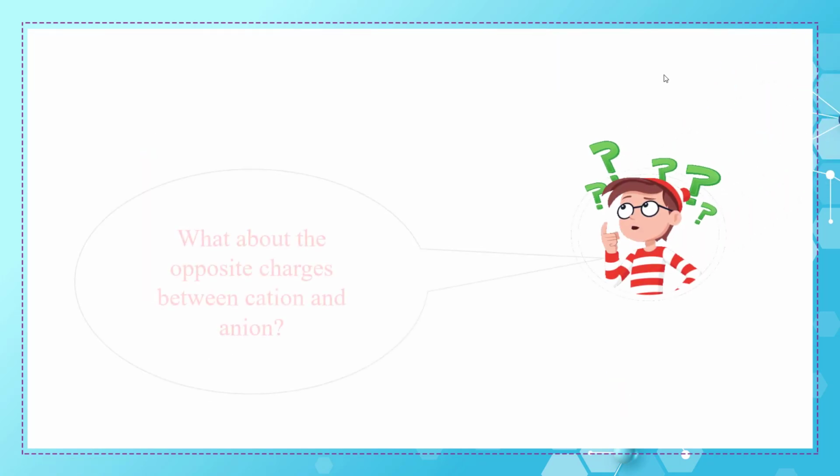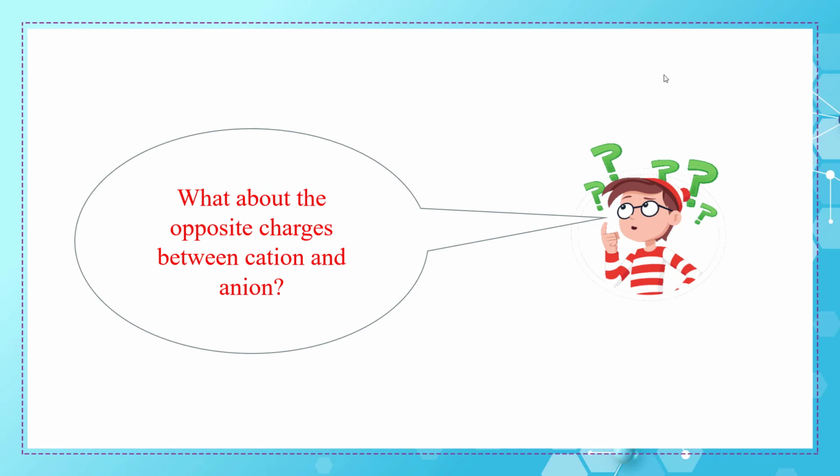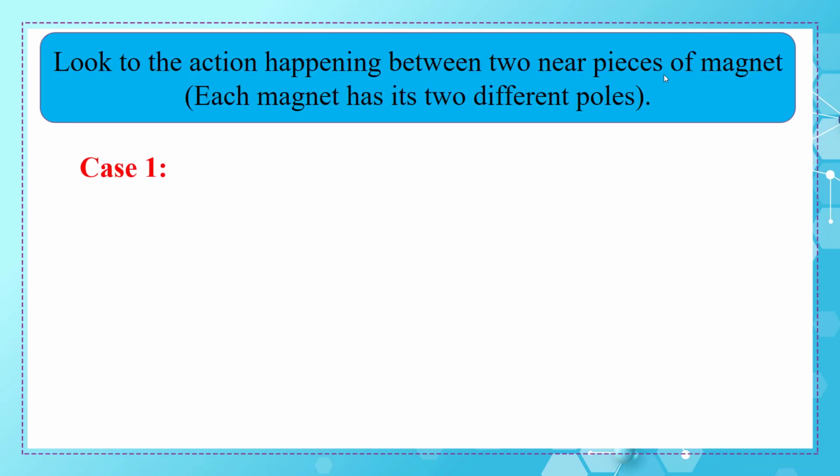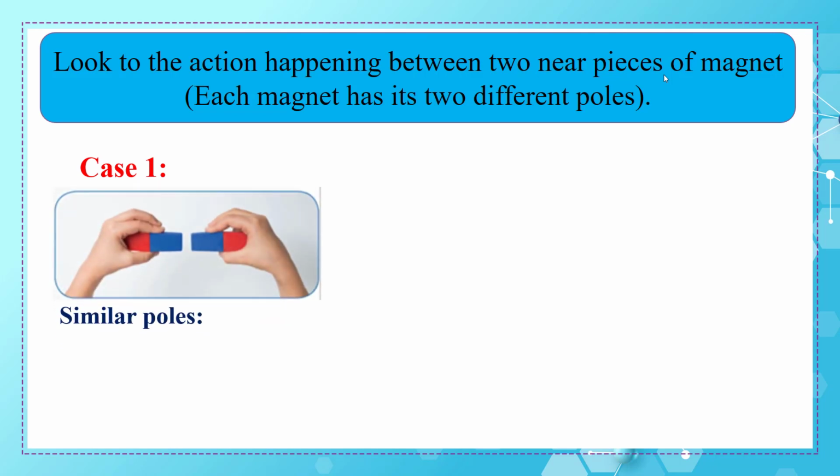A question: what about the opposite charges between cation and anion? What will happen with these charges? Look at the action happening between two near pieces of magnet. Each magnet has its two different poles, as you know. What is the action that will happen between two near pieces of magnet? Let us see. In case 1, here I have two pieces of magnet with the similar poles near to each other. What will happen? Do you know?